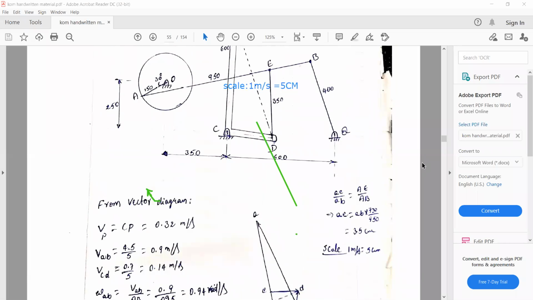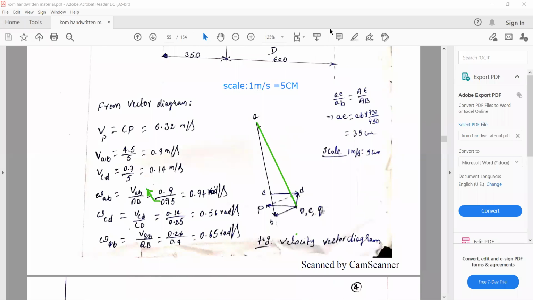Now observe the AB link. The AB perpendicularity is also required. The AB perpendicularity is on this side. Now we have to draw the AB perpendicular, but we don't know how much length it has, so you just have to draw that line.